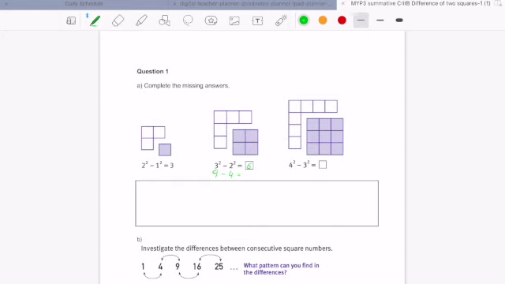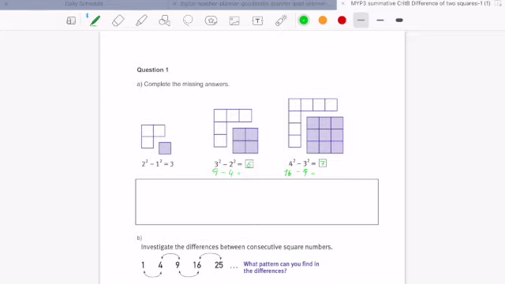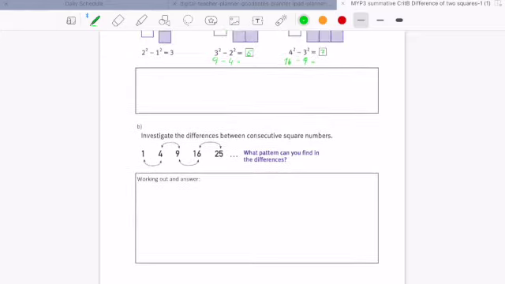And the second one, 4 squared minus 3 squared. 4 squared is the same as 4 times 4, being 16. Take away 3 squared. 3 times 3 is equal to 9, and that's equal to 7. So that's all that you had to do for that first question, A.